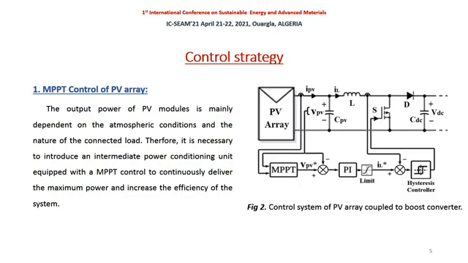Returning to the control scheme, we have in the second control loop a hysteresis controller which forces the inductor current to track its reference generated by PA controller and always maintain it within a desired bandwidth.